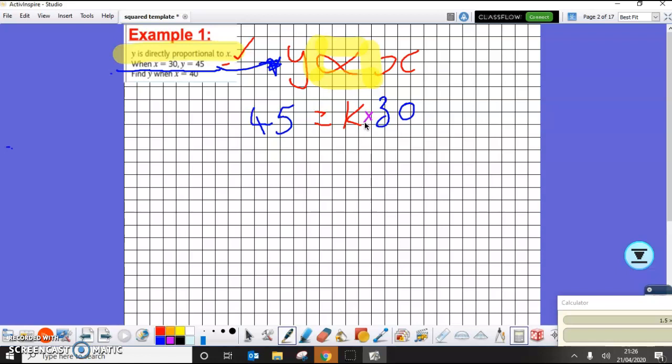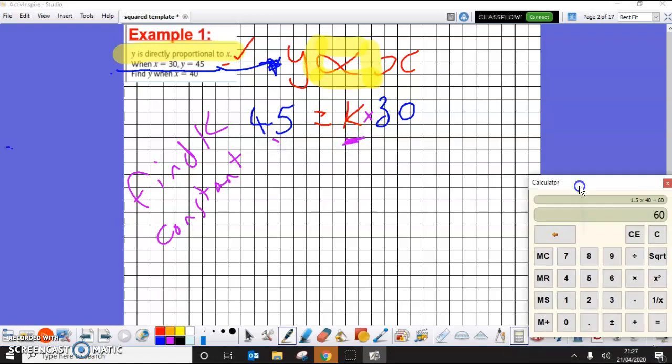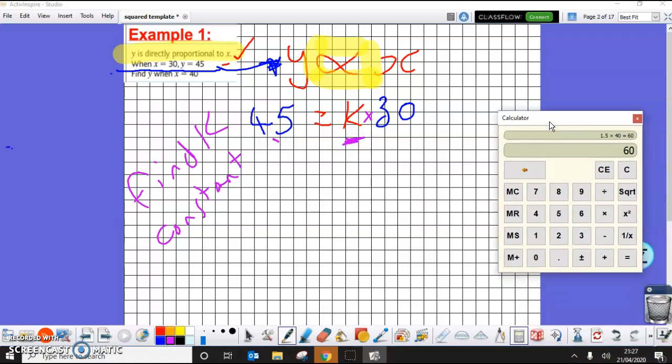Once I've substituted those values in, the key thing here is I need to find k, or the constant. I need to find what x is being multiplied by to give me the value of y. We know it's being multiplied by this value here to give me 45. So thinking about that, I'm just using rules of algebra.